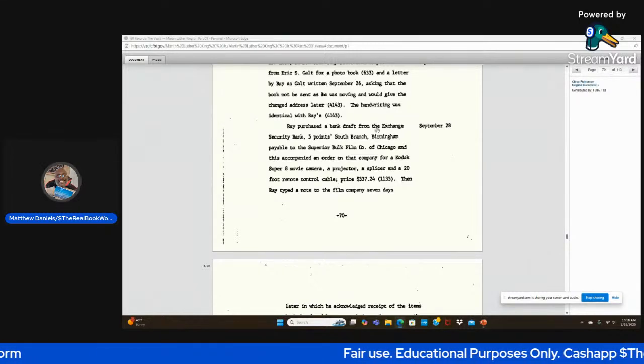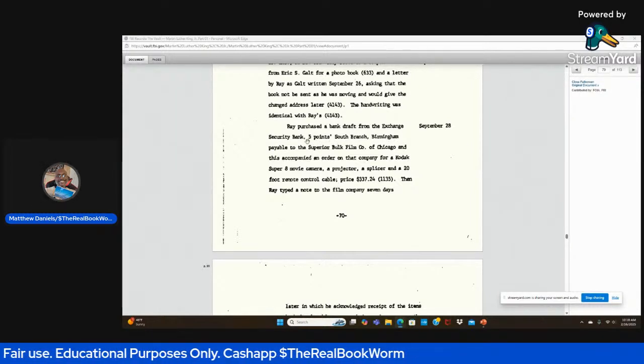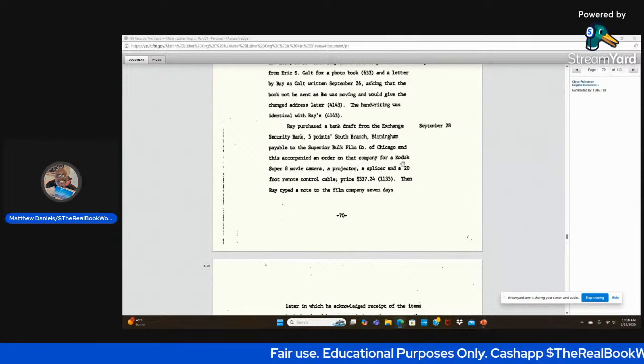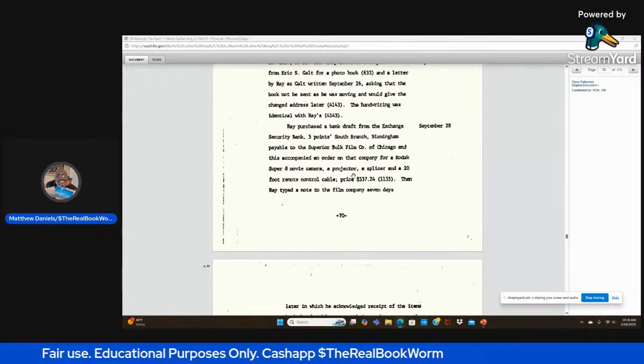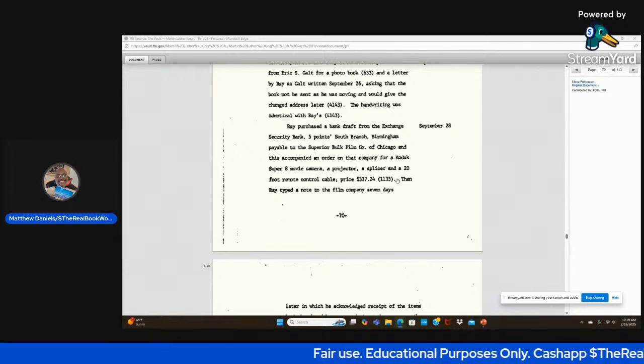Ray purchased a bank draft from the Exchange Security Bank, 5 Points South Branch, Birmingham, payable to the Superior Bulk Film Company of Chicago. And this accompanied an order on that company for a Kodak Super 8 movie camera, a projector, a splicer, and a 20-foot remote control cable. Price: $337.24. Where did he get the money from?